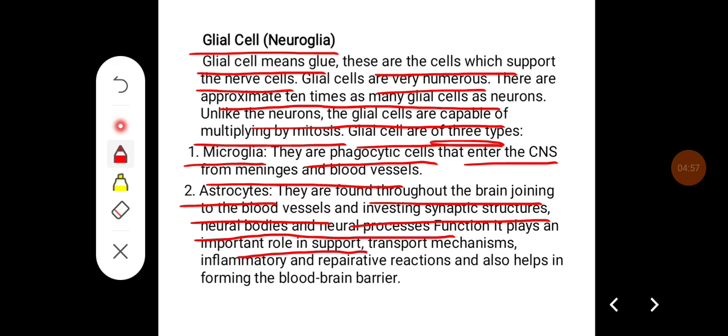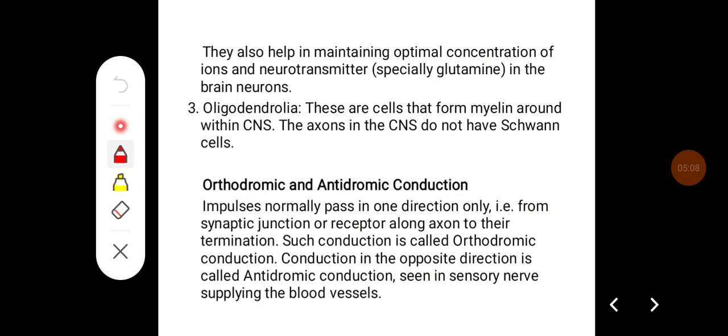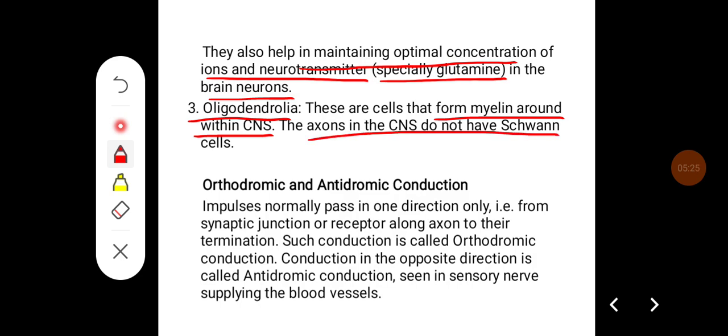role of supporting the neurons, transport mechanisms, inflammatory and reparative reactions, and also helping in the formation of the blood-brain barrier. They also help in maintaining optimal concentration of the ions and neurotransmitters, especially glutamine, in the brain neurons. Whereas oligodendrocytes are the cells that form myelin within the central nervous system. The axons in the central nervous system do not have Schwann cells.